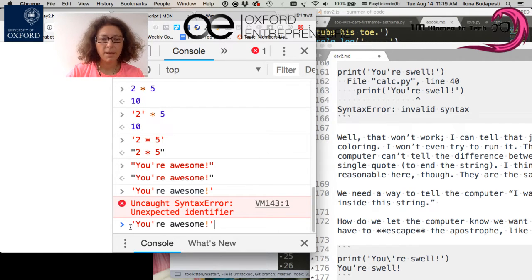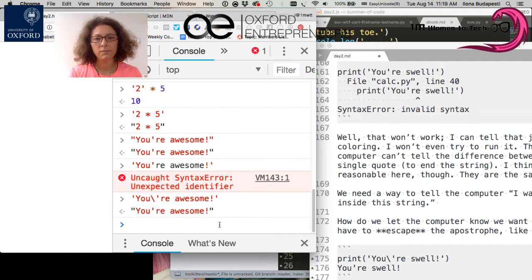Can we fix this somehow? Could we maybe escape it? This is the escape character that you saw earlier. It tells the computer, please, whatever's after this, I actually meant this to be inside a string. And now it works, and when it prints it out, you'll see that it converted this escape into a single apostrophe.